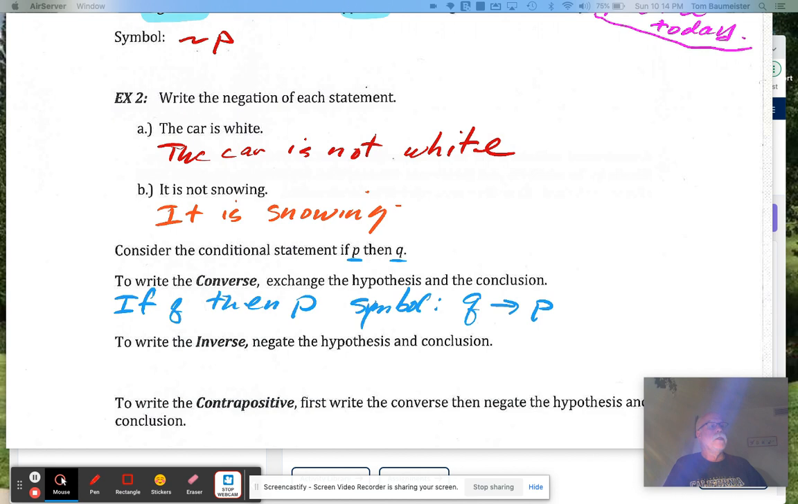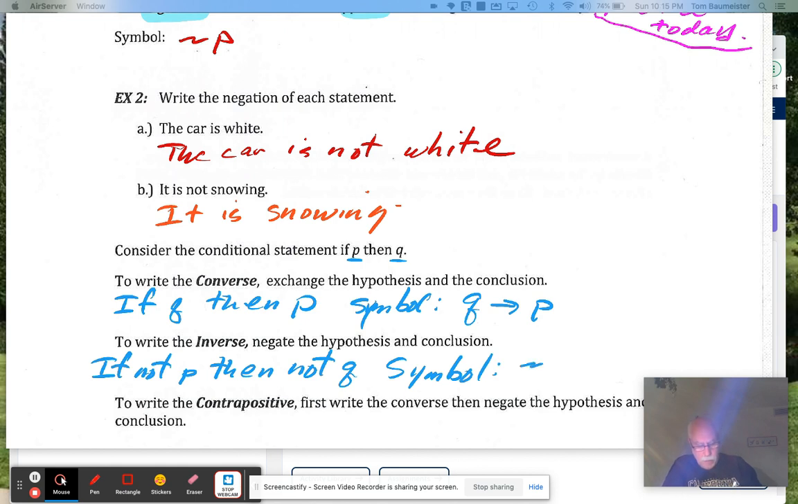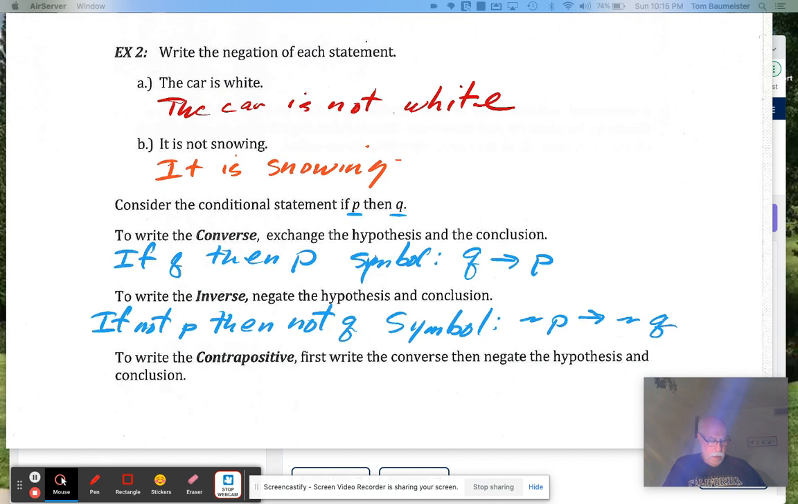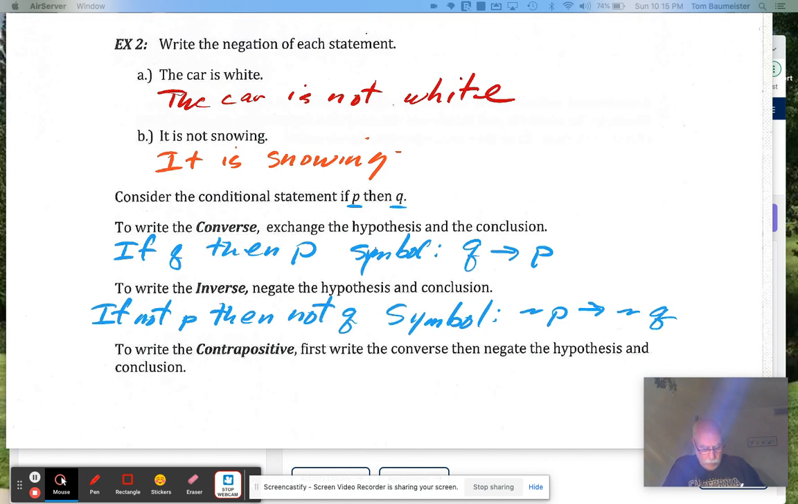To write the inverse, negate the hypothesis and the conclusion. So on that one there, you would say if not P, then not Q. And again, symbolically, we would say not P implies not Q.